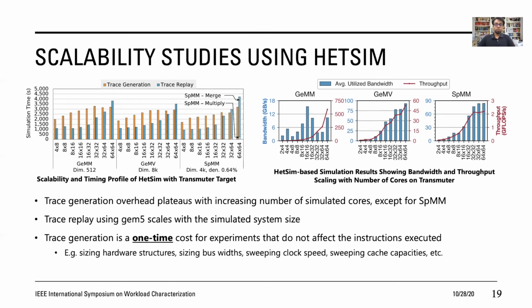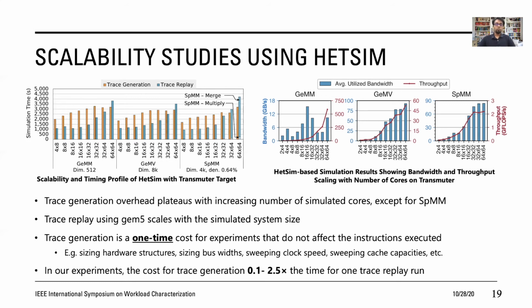We also noted that trace generation is usually a one-time cost, such as for experiments involving sizing hardware structures, buses, sweeping clock speed, cache sizes, and so on. Traces are only required to be regenerated if there is a change that affects the instructions executed by a PE itself. We observed that the one-time cost of trace generation is 1/10 to 2.5x the time required for a single trace replay run, and it's usually amortized over multiple trace replay runs.